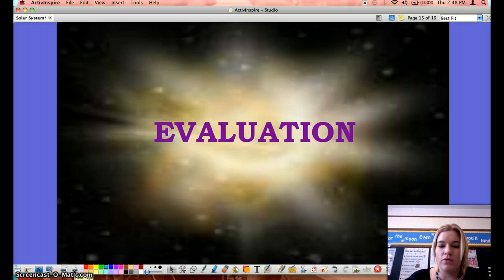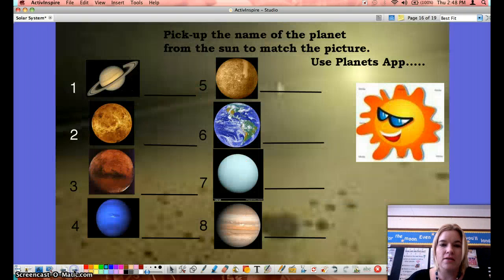Okay, and then we're going to go through this evaluation as a class. The students would use the Planets app on their iPad in order to answer these questions with me. I'm going to wait for it to load. And they can go through each one, and we would just go in order from the Sun to figure out which picture each one of these is. So they would just come up one at a time. I might let the students come up and they pull a word from the box.